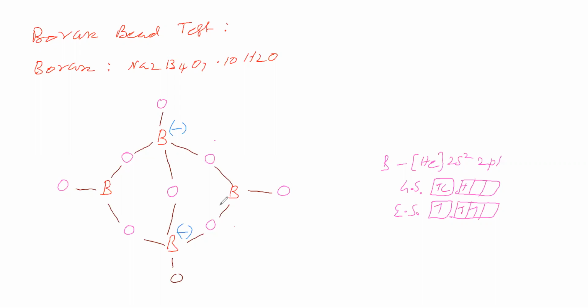Next, this oxygen. Oxygen is group number 6A, so its valence shell contains 6 electrons. That means oxygen can form 2 bonds. Here, if you see, this oxygen is having 2 bonds, whereas this oxygen is having only 1 bond. Another bond is with hydrogen. Okay, we have written like this. So we have written the borax structure.